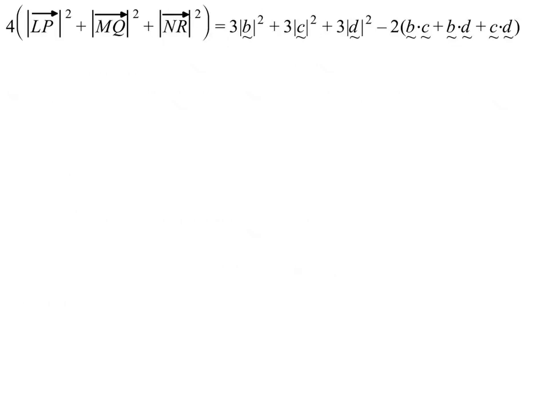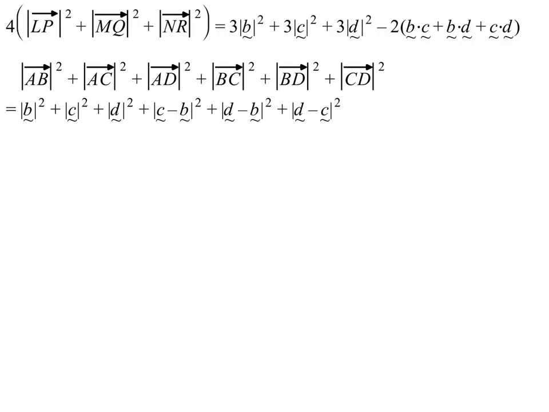I want 4 times that. So 4 times the addition of those 3, I'll end up with that expression there. Not quite what we want. Alright, let's now have a look at the left-hand side. The left-hand side was all of these ones added together. AB was just b, AC was just c, and AD was just d. That's fine. CB, head minus tail. BD, head minus tail. CD, head minus tail.